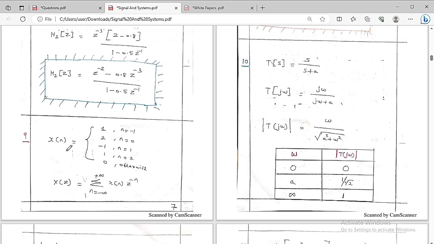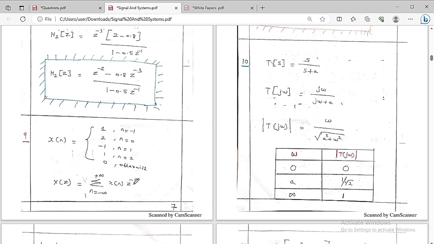Same thing, x(n) I have written: its value is 1 for n = -1, 2 for n = 0, -1 for n = 1, 1 for n = 2, and 0 otherwise, right? So the same signal I have written. You know the z transform formula, X(z) = sigma from n = -infinity to +infinity of x(n) z^(-n). This is the formula that you have to keep in your mind, right?